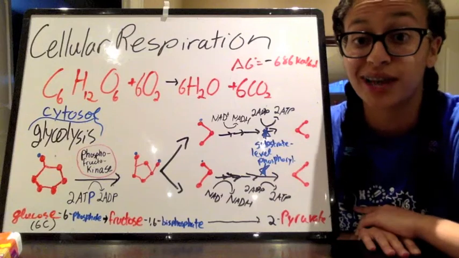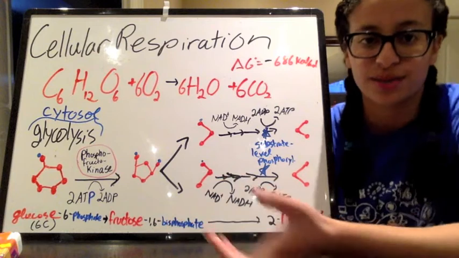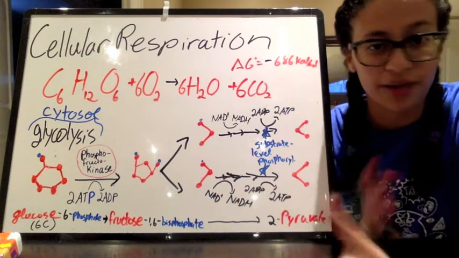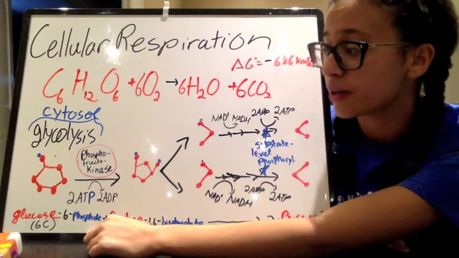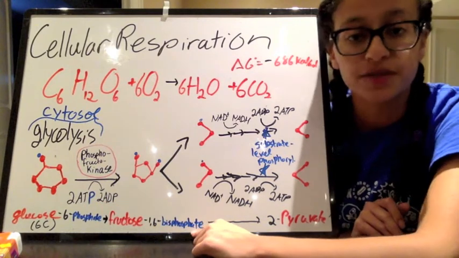So let's go look at glycolysis. Glycolysis, first of all, just means glyco is glucose or sweet sugar, and then lysis means breaking something apart. So we're going to be breaking sugar in this. We're starting off with glucose 6-phosphate, and then we're going to change that into fructose 1,6-bisphosphate.